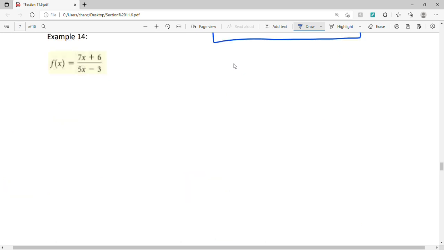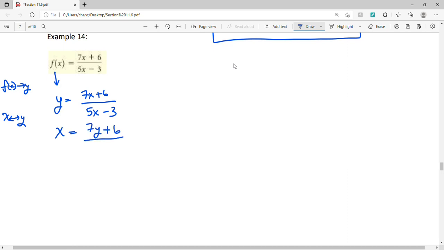In example 14, this is going to be challenging, but it's still the same process. We're going to replace f of x with y, and so this becomes y equals (7x plus 6) divided by (5x minus 3). The next step is to swap the letters. Let's just switch them around. And just like in the previous example, we're going to replace all of these x's with the letter y, and all of the y's with the letter x. And we're going to have to solve for y now.